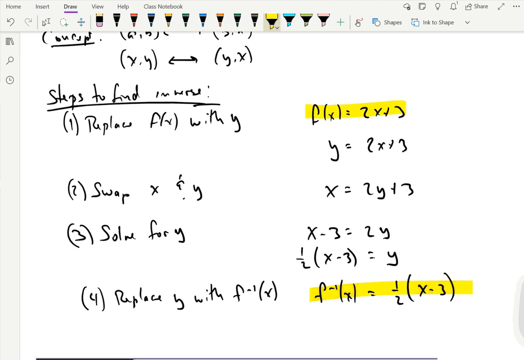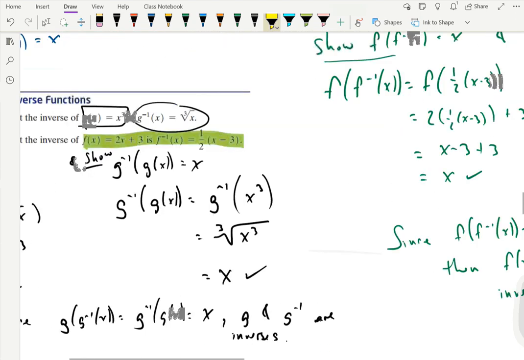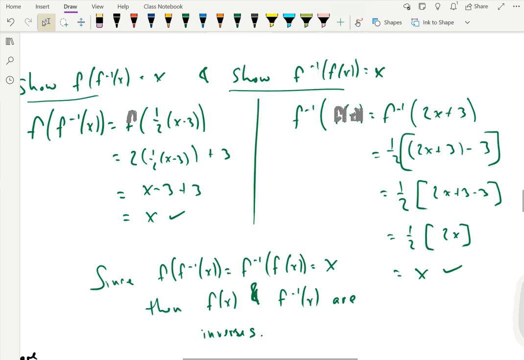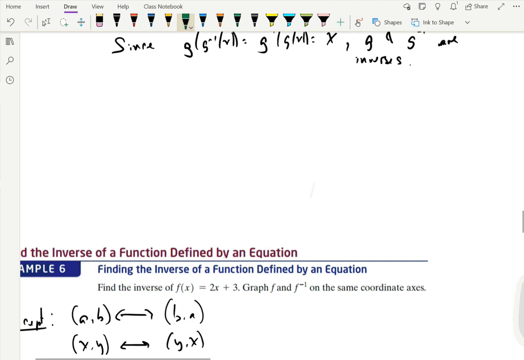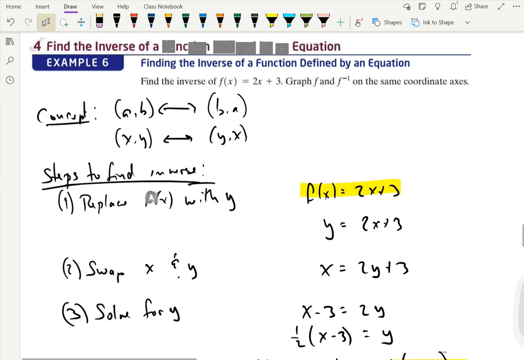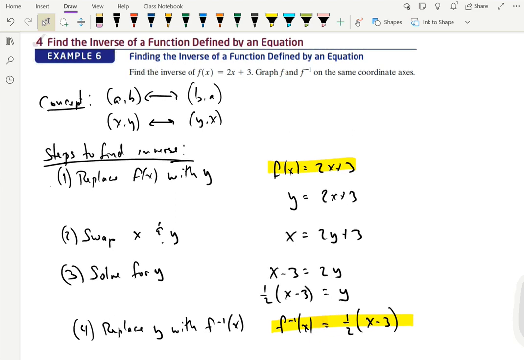And we know that this is okay. We don't have to verify this because we already verified it back up here in example 4. We showed up here that f of f inverse of x was x, and f inverse of f of x was also x. So we verified in that example that they were inverses. And on this example here, we showed how to get the inverses. So this 4-step process is what we can do to find inverses.